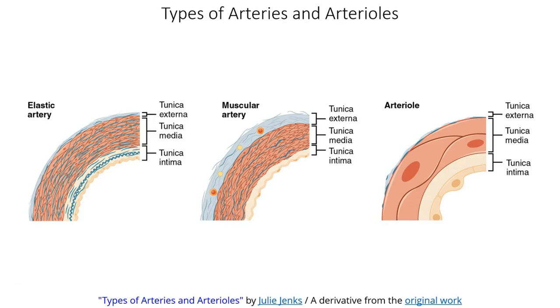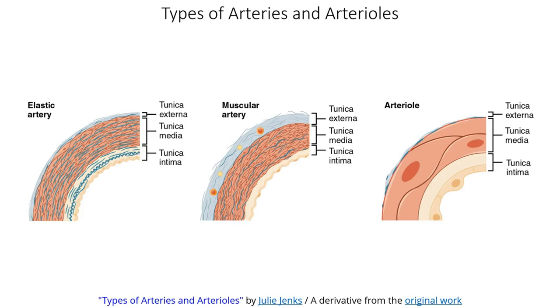Alright, so arteries are going to be broken down into some different classes. So we have elastic arteries, muscular arteries, and arterioles. So an artery, by definition, is a vessel that carries blood away from the heart. It does not mean that it's going to be oxygenated or deoxygenated. It's just a vessel that carries blood away from the heart.